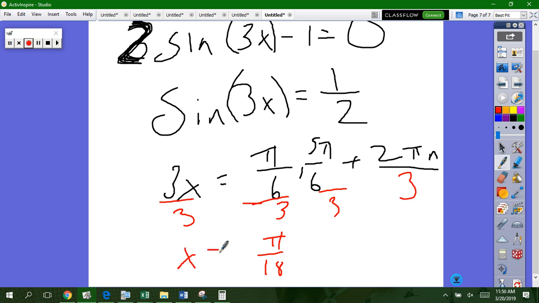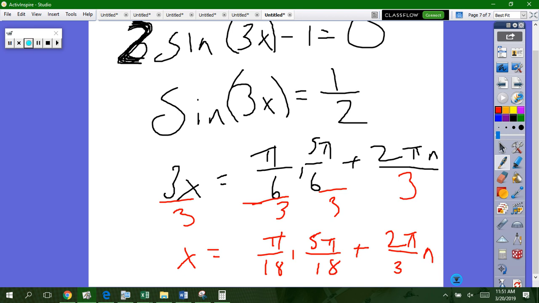I apologize. Give me 1 second and I'll come back to it. 5 pi 18ths plus 2 pi thirds n. Does everybody understand why it's 2 pi thirds n? And that should make sense because my period changed from 2 pi to 2 pi thirds. So now every 2 pi thirds, I'm coming back to where I was, right? Everybody with me on that?